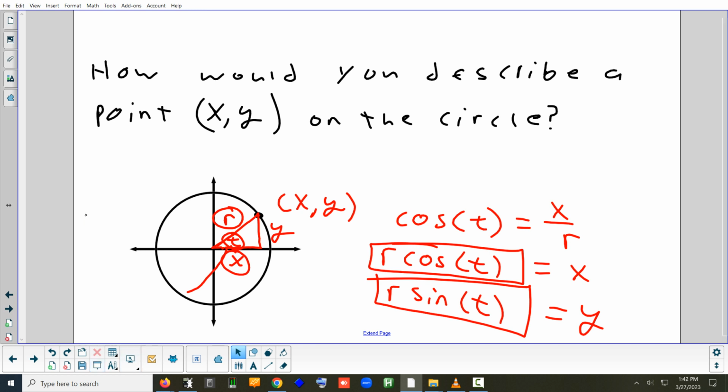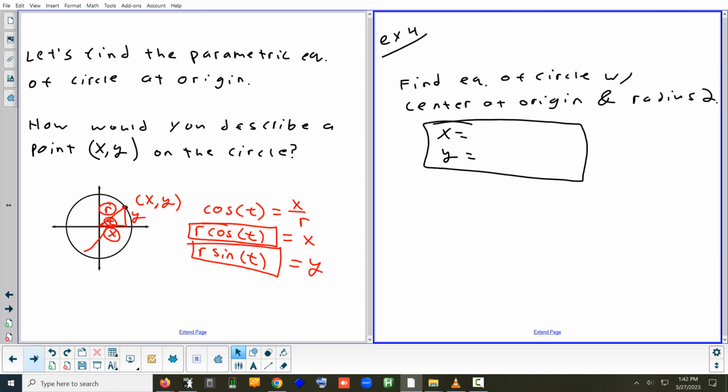So now, I want to draw a circle that has its center at the origin, which is what these formulas are for. And the radius is 2. Anyone think they could give me the x formula specifically for a radius of 2? 2 cosine t. And what about the y?